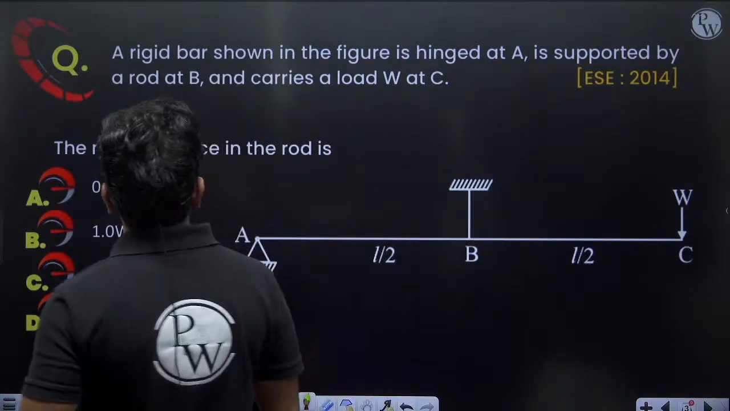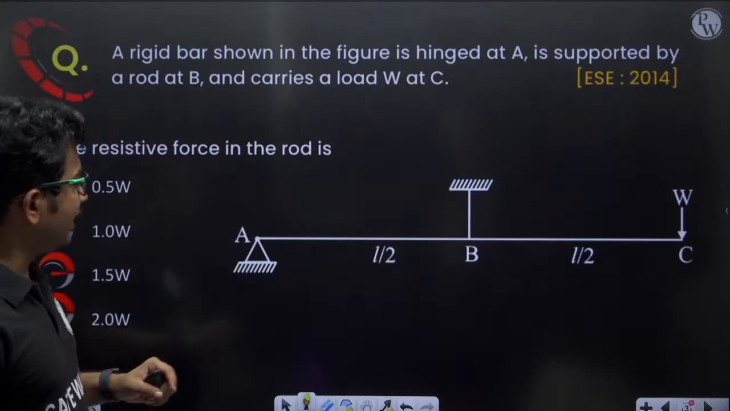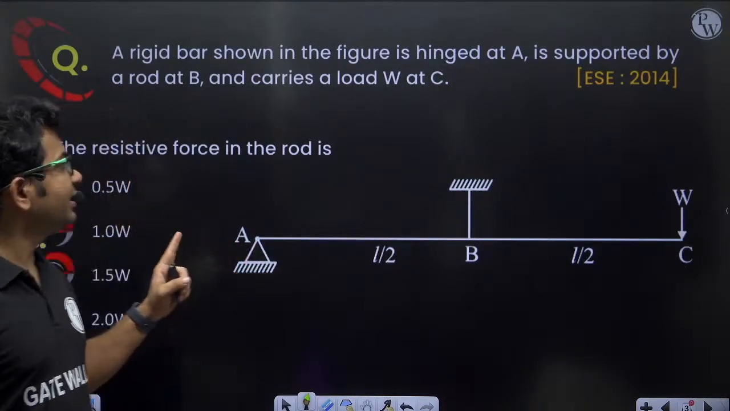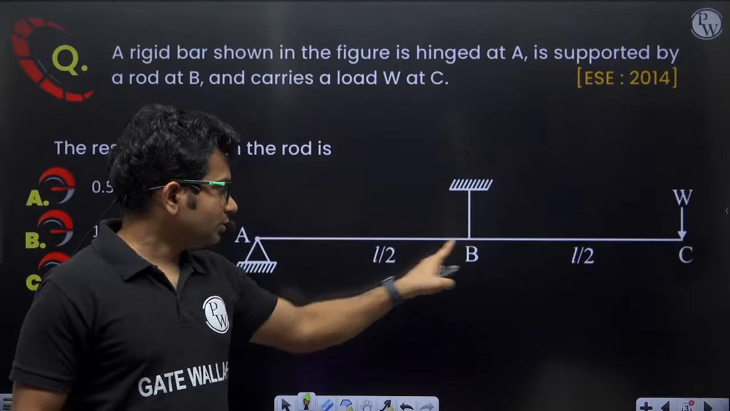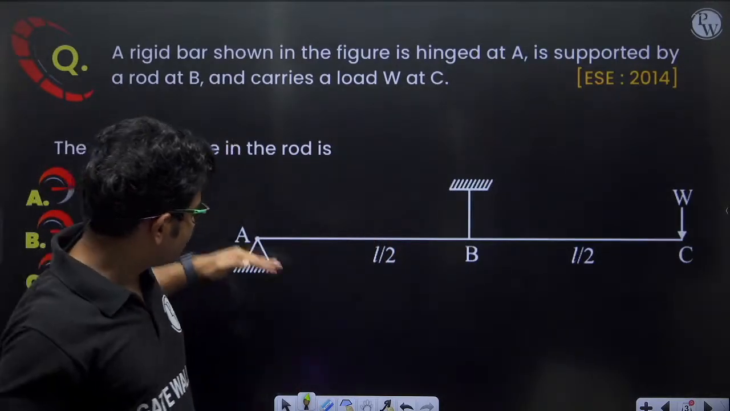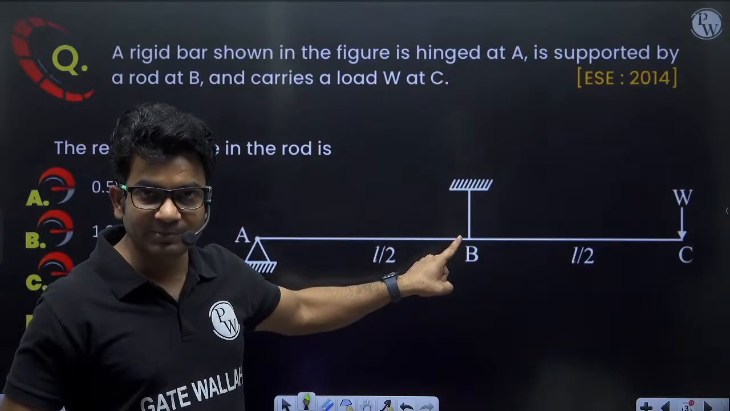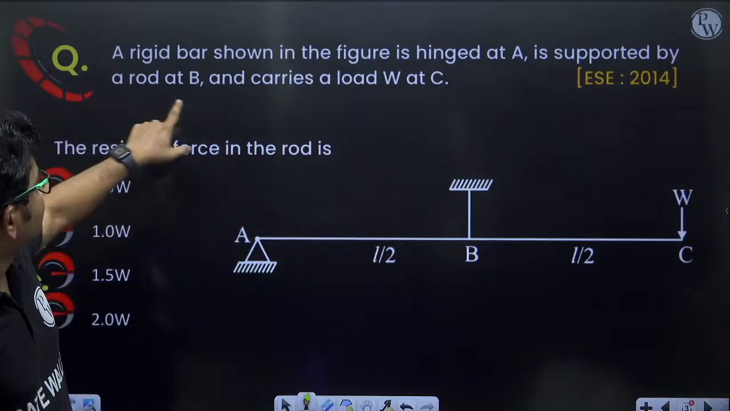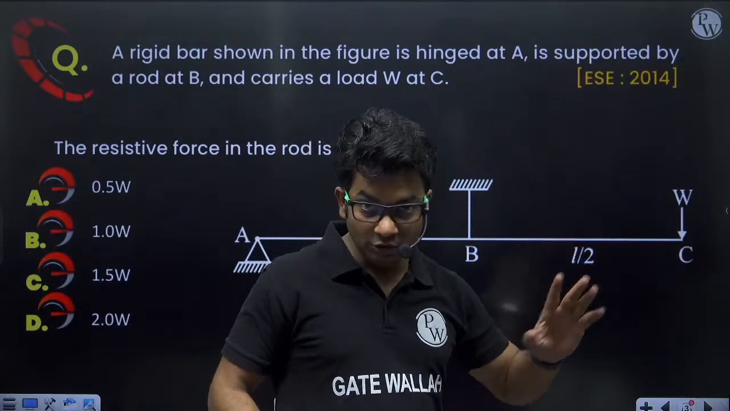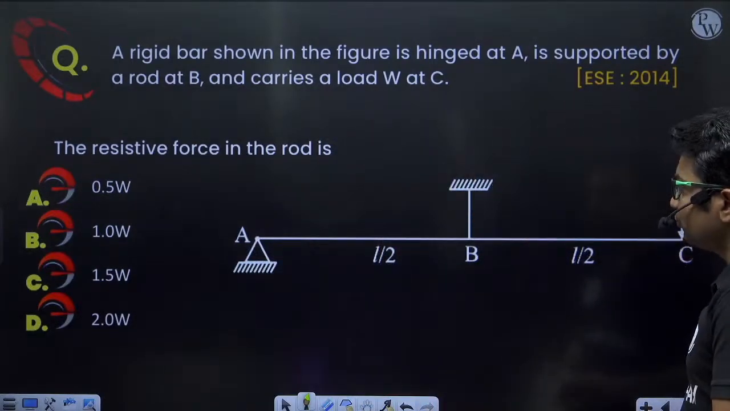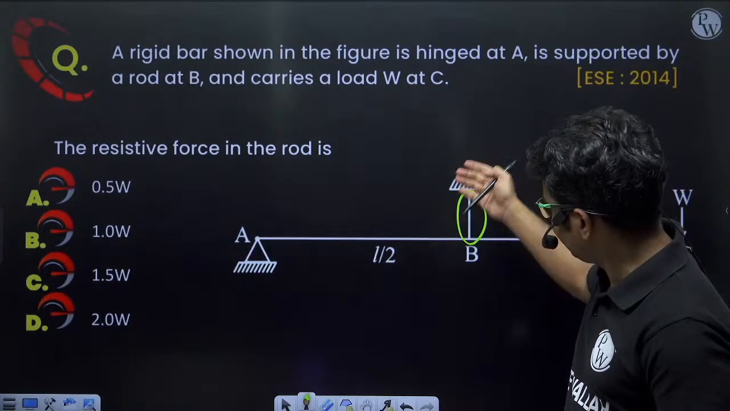First question. Question number 1. A rigid bar shown in the figure is hinged at A and is supported by a rod at B. It carries a load W at C. So we are asked what is the resistive force in this rod. Okay, so what will be the resistive force in this rod?